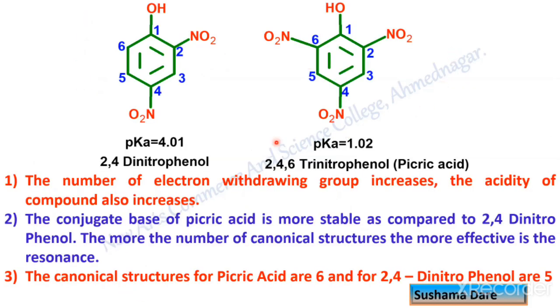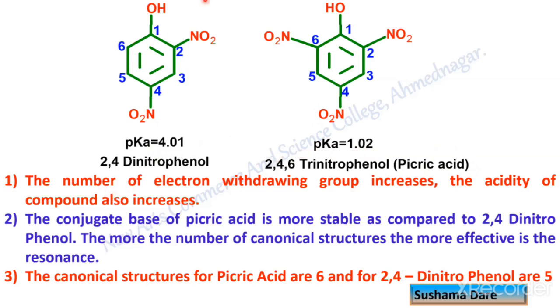Now this is the next example, 2,4-dinitrophenol and 2,4,6-trinitrophenol. The common name of this compound is picric acid. Now look at the pK value. 2,4-dinitrophenol is 4.01 and the pK value for picric acid is 1.02. So from the pK value, what do we conclude? We conclude that picric acid is a stronger acid as compared to 2,4-dinitrophenol.